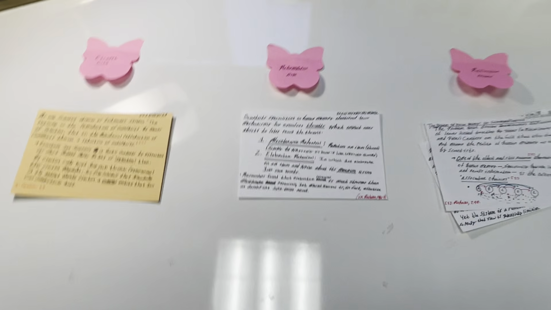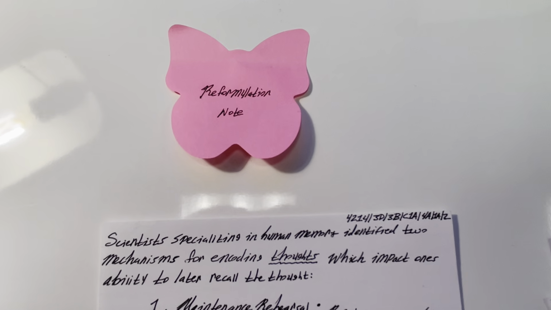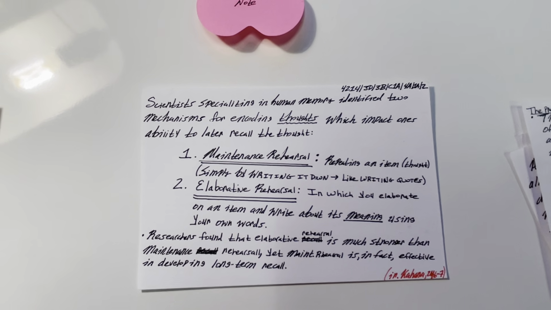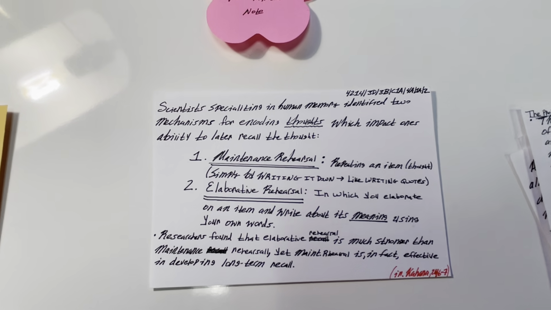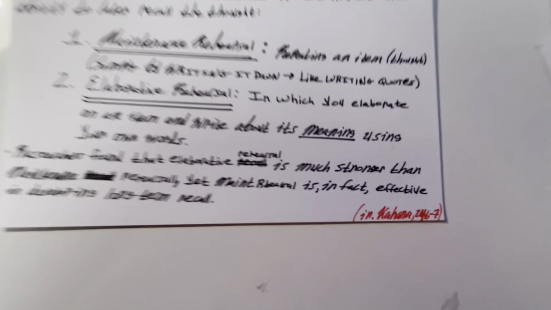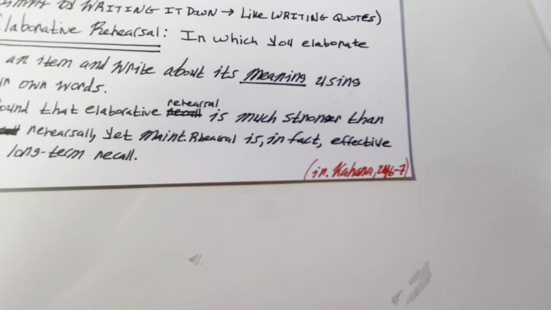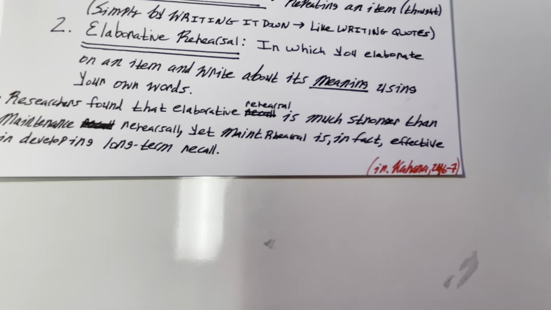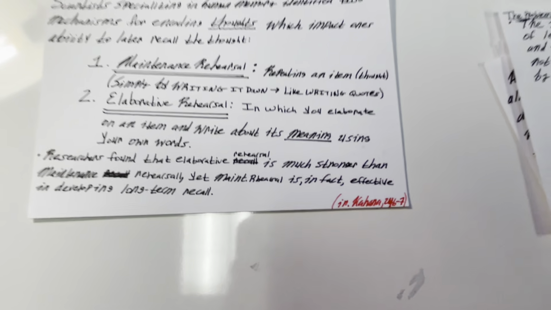Now, let's go to the second type of note. This type of note is a reformulation note. What you're essentially doing is reformulating the content and summarizing it in your own words. I'm going to show you real quick where this comes from. This comes from a book by Kahana on page 246 to 7. And the little IR there is a little Zotero tag that I use. It means inspired reference dot Kahana 246 to 7.